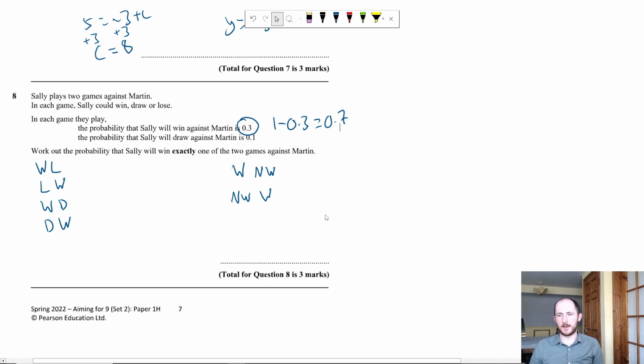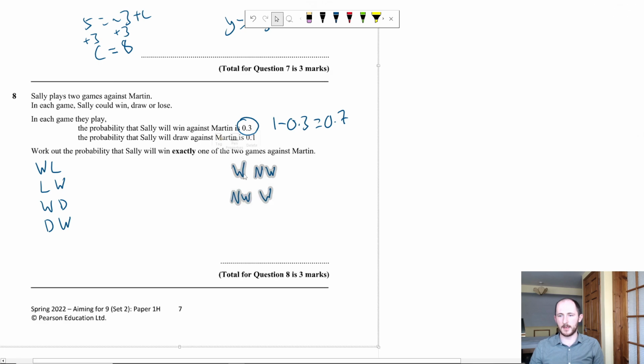So, there you have it. You can either do just these 2 sets of probabilities, or you can do all 4 of them and add them up. So what I'm going to do is do it both ways, just so everyone is completely clear on what you can do.